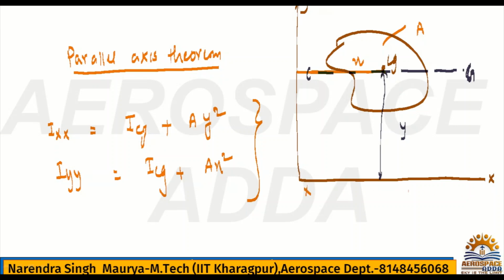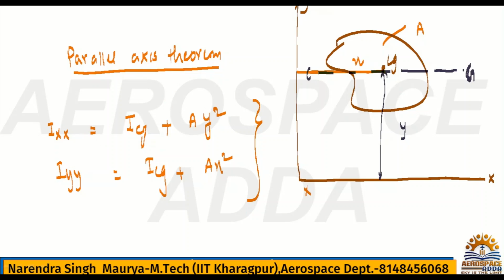I am interested to calculate the moment of inertia Ixs for this particular body, but this body's CG is not passing through this XX axis. This body is somewhere else, and the location of its CG is at a distance y from the XX axis. So by using the parallel axis theorem, we can calculate Ixs.